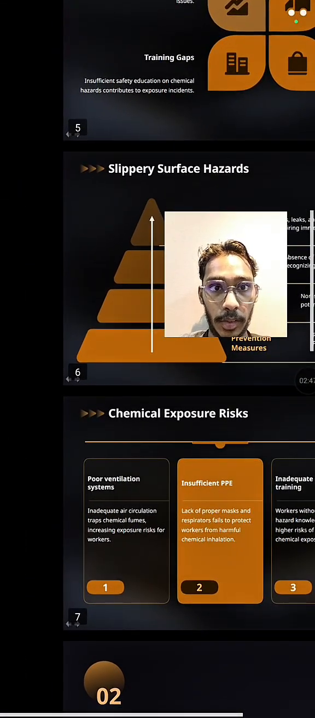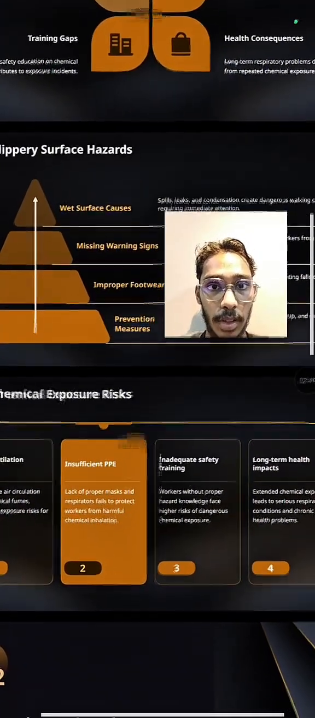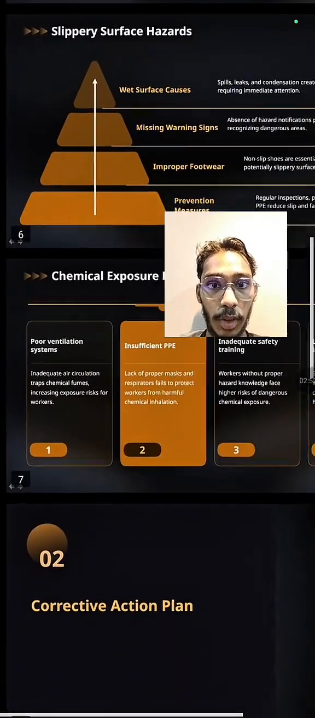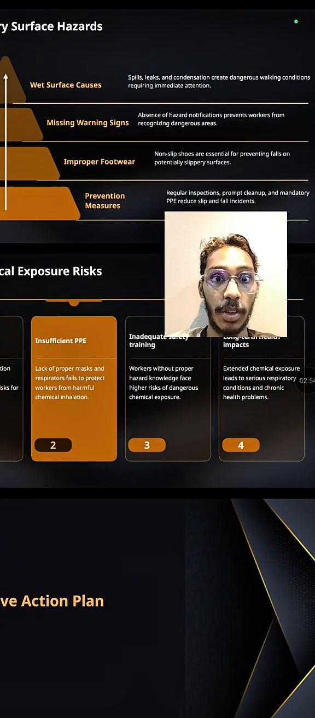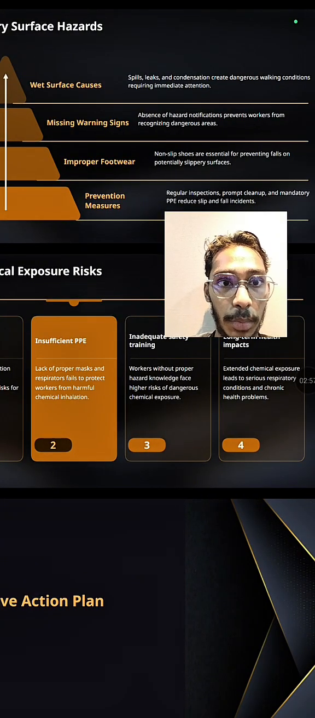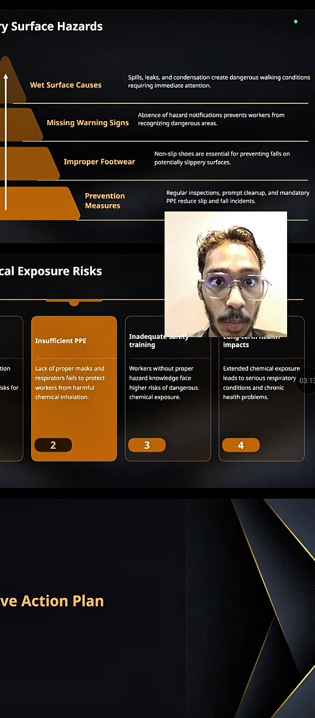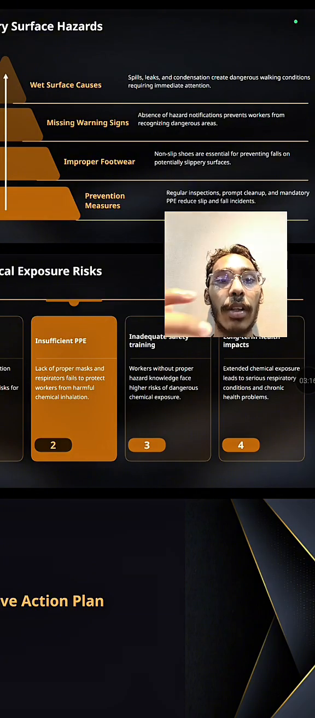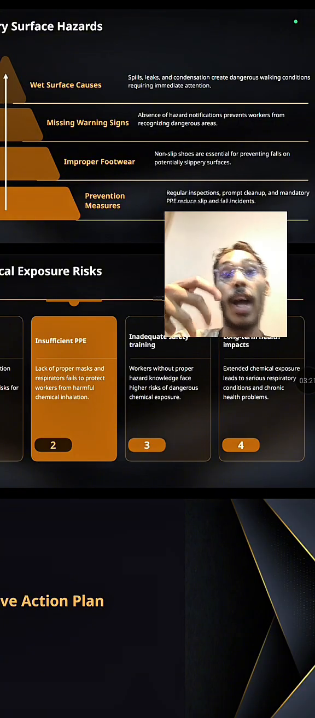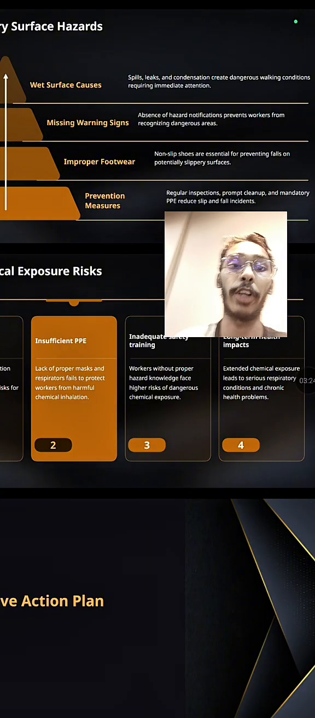The next slide is slippery surface hazard. We'll start from the very bottom one, which is prevention measure. Regular inspection, prompt cleanup, and mandatory PPE reduce slips and fall incidents. The second one is improper footwear. Non-slip shoes are essential for preventing falls on potentially slippery surfaces. The third one is missing warning signs, which we did cover earlier. Without the proper warning signs, or in case there are none there, people may fall for it.